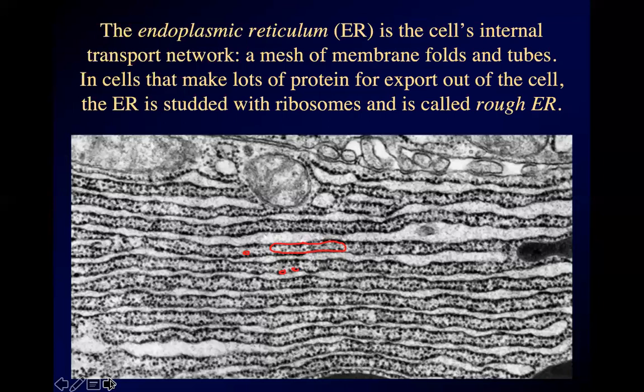So that's what I mean when I talk about a cell packaging proteins for export. Your salivary gland cells make a lot of protein and spit it out of the cell, and it goes through little ducts in your salivary glands and ultimately out into your mouth, enabling you to digest starches as soon as, even before you've swallowed them.